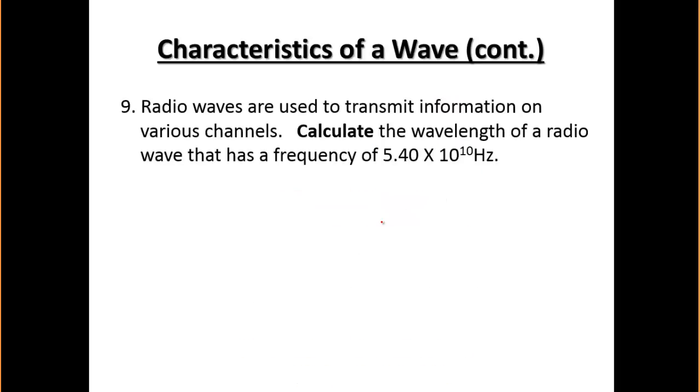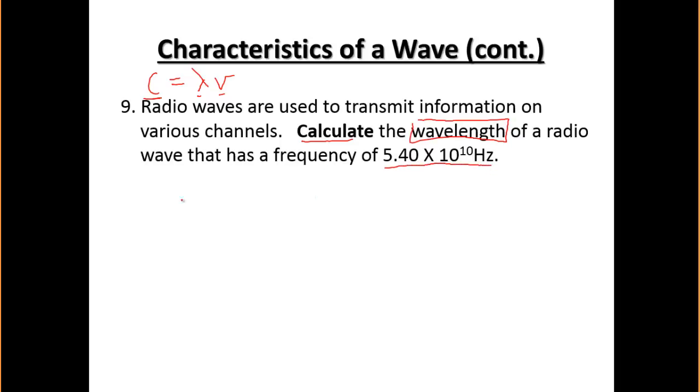Now, to use that equation, what we're going to look at is the idea of, if one of those variables changes, how does the other variable change? We will always be given either frequency or wavelength and have to solve for the other one. We know the speed of light. So in our first question, it says radio waves are used to transmit information on various channels. Calculate the wavelength of a radio wave that has a frequency of 5.4 times 10 to the 10th hertz.